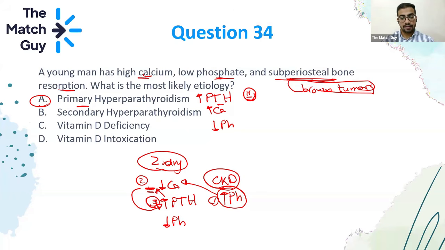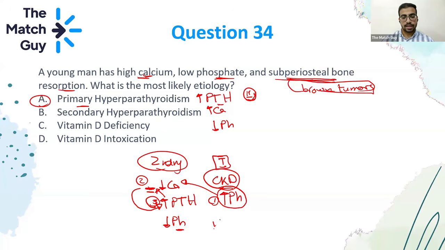Okay, so if I have increased phosphorus, normal to decreased calcium, increased PTH, and they tell me CKD in the questions, that's secondary hyperparathyroidism. Okay, what is the second important cause? So that's our first cause, CKD.